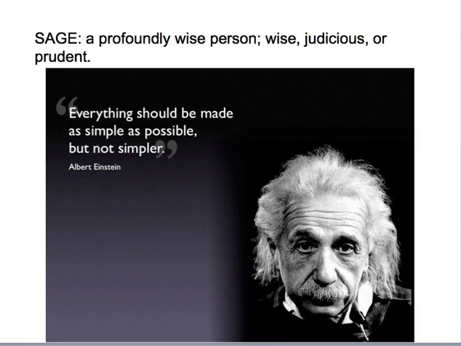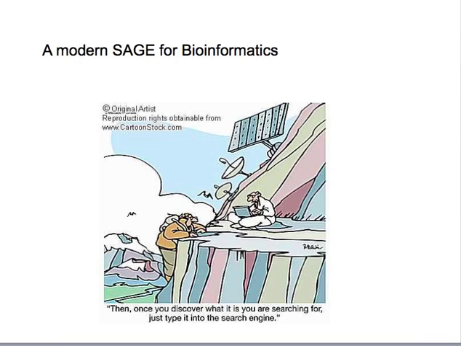While, and instead, sage can mean several things. It could be a profoundly wise person, judicious or prudent, like Albert Einstein perhaps is a very good example of a sage. A bioinformatics sage could be someone like this guy sitting on top of the mountain with his solar panels and arrays and satellite dishes. And he says, then, once you discover what it is you are searching for, just type it into the search engine.